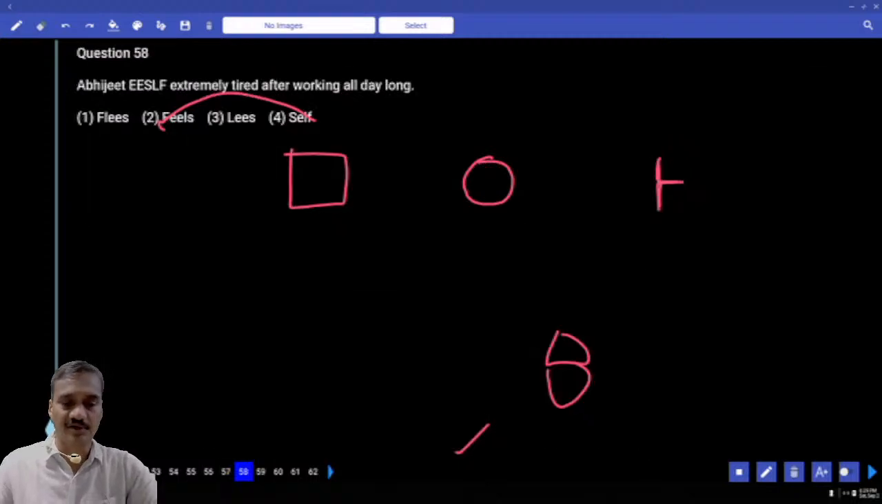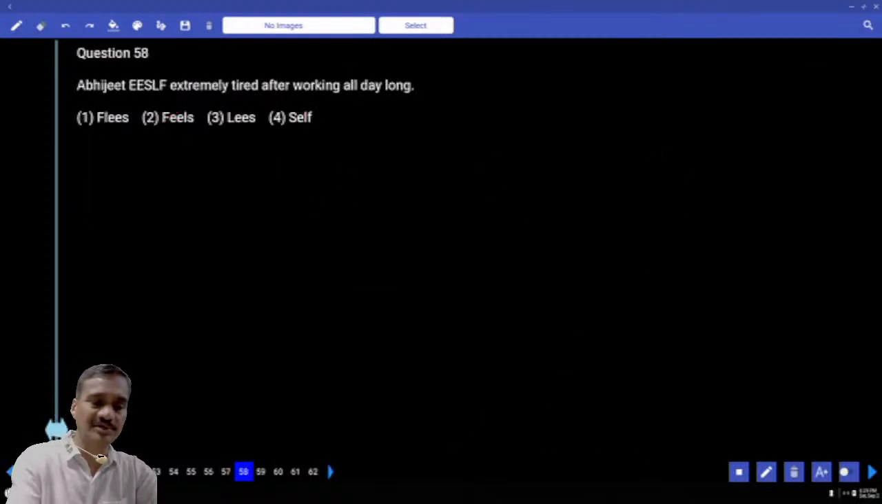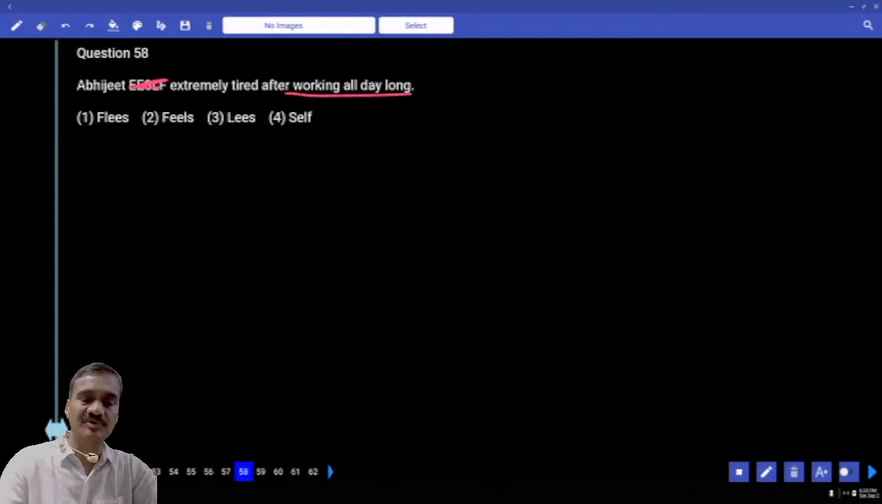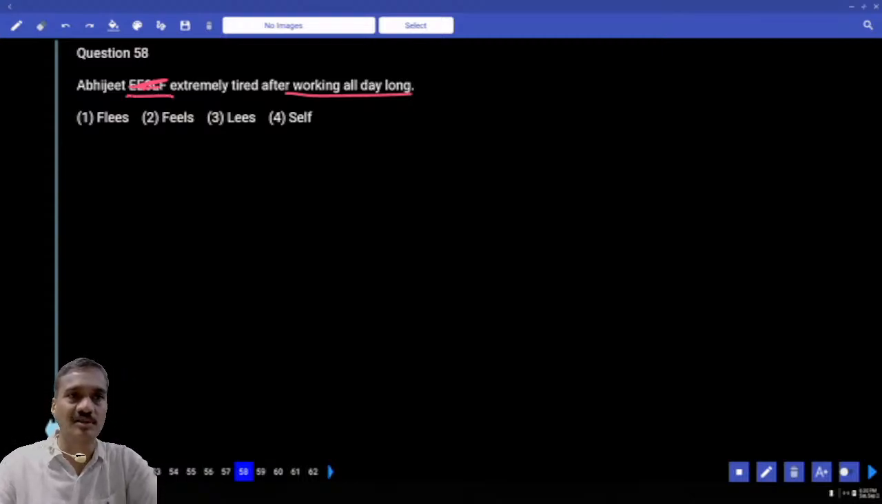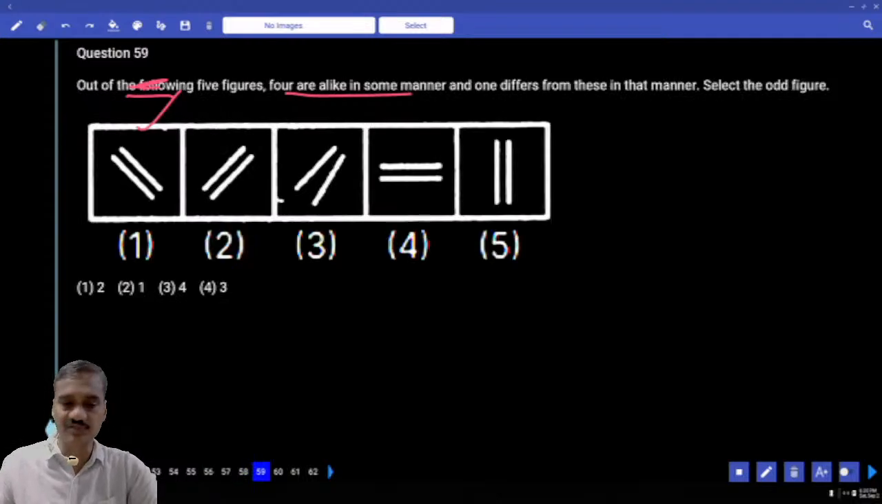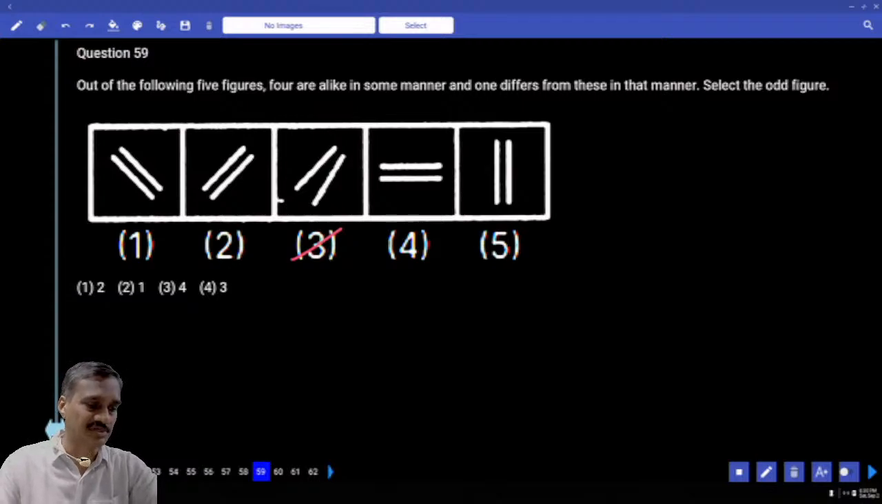Then 58. Now Abjit, extremely tired after working all the day. Now that means what is the blank here? He feels extremely tired after working all the day. Now feels, that is choice 2, question number 58. Then 59th one, which of the following four figures is the odd one out? Then in this odd one out, tell me what is your answer here. Third one, and except 3, all the remaining are parallel to each other, isn't it? But as 3 is not parallel, choice 3.